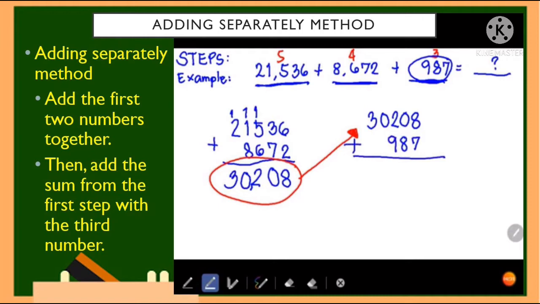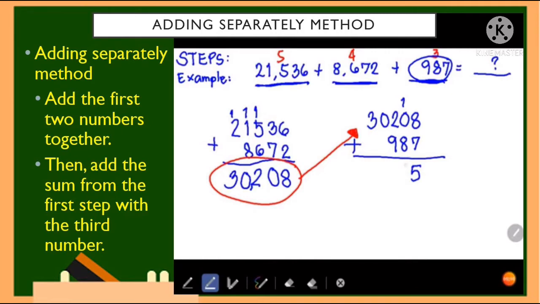Now let us add them. What is 8 plus 7? 8 plus 7 is 15. Very good. Where do I put 5 and where do I put 1? 5 will go here and 1 will go up here. What is 1 plus 0? 1 plus 0 is 1, of course. 1 plus 8 is 9.